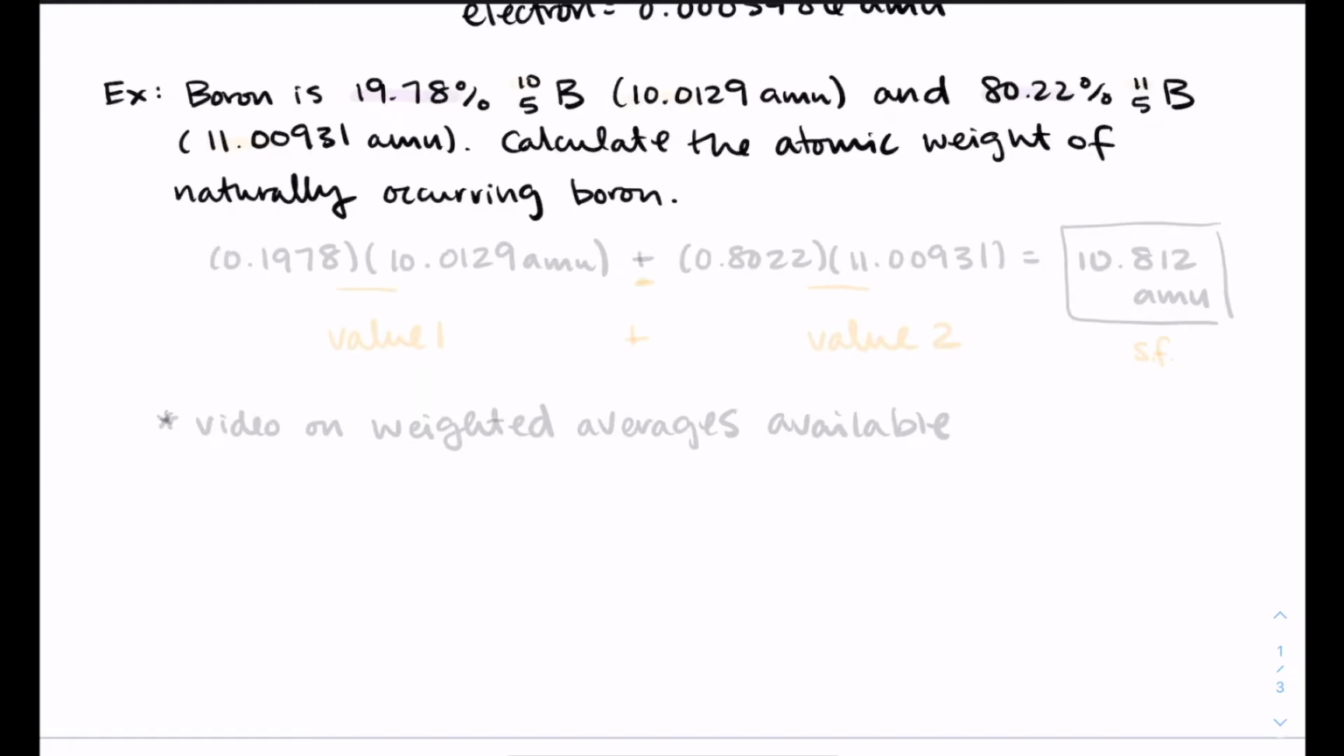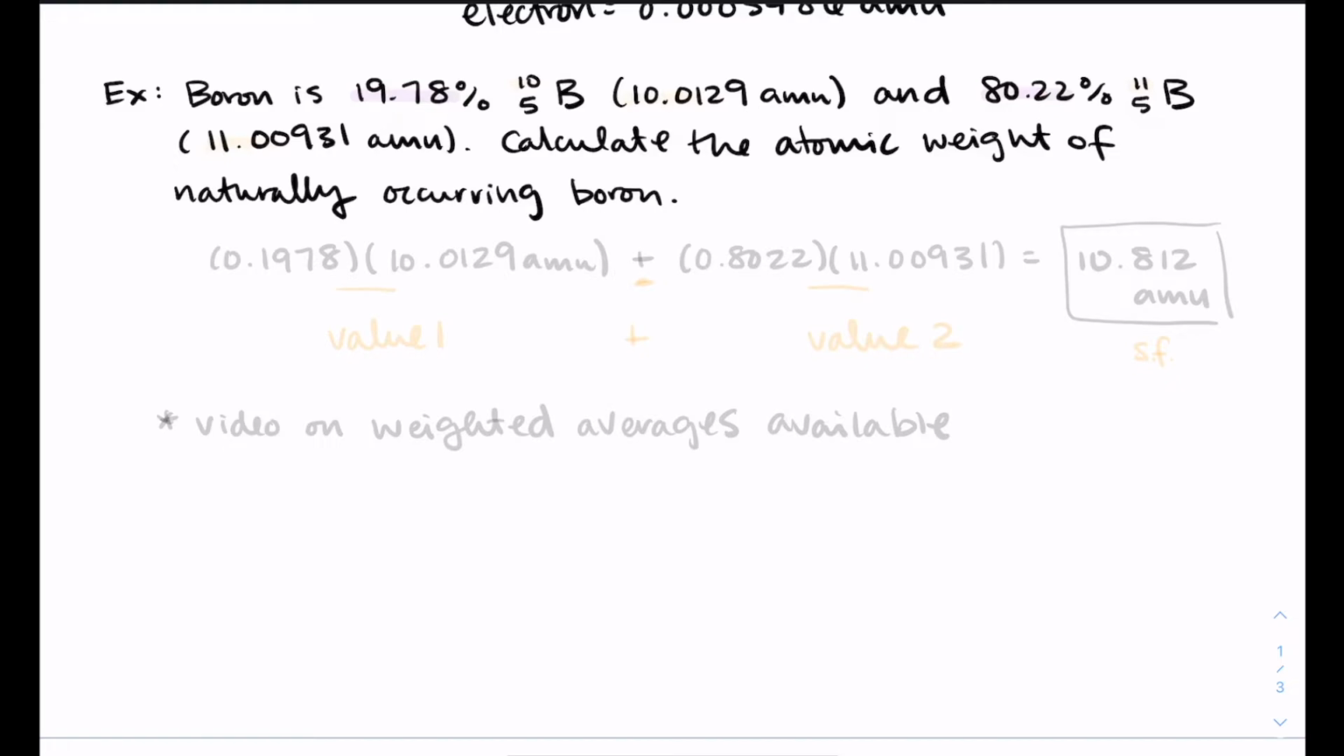Of course, let's do an example where we actually plug some numbers in. Boron is 19.78% boron 10, and the atomic mass of boron 10 is 10.0129 AMU, and it's 80.22% boron 11, which has a mass of 11.00931 AMU. We are asked to calculate the atomic weight of naturally occurring boron.